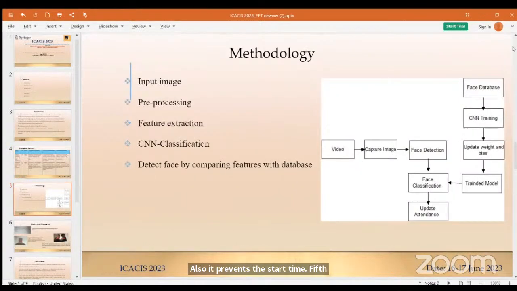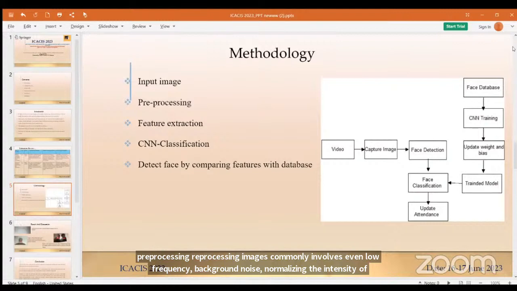Then next is the methodology. In this paper, first of all, the camera will capture the images of the students, and the images are input to Python for further processing. Then pre-processing. Pre-processing images commonly involves removing low frequency background noise, normalizing the intensity of the individual particle images, removing reflections and masking portions of the images.